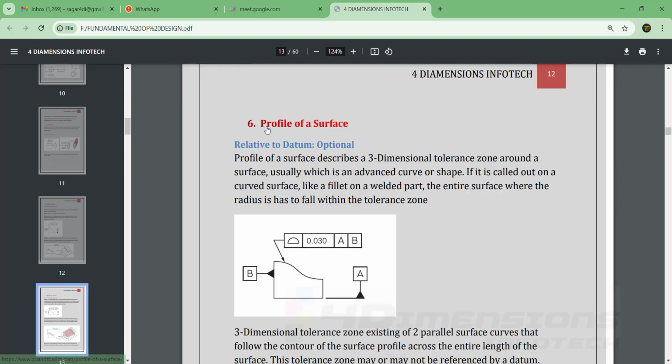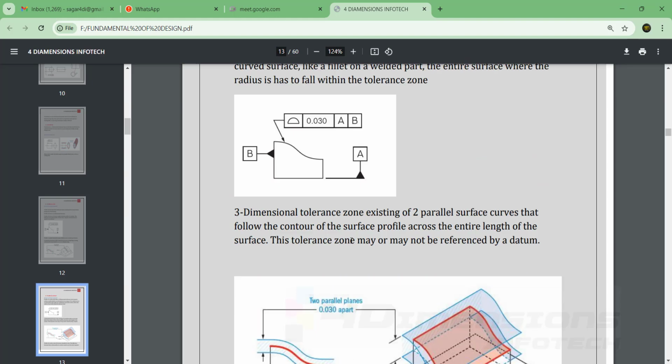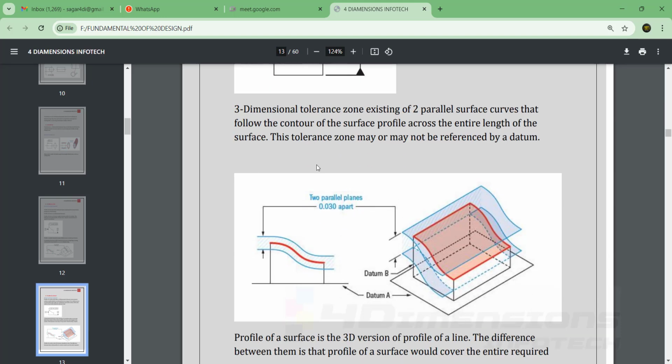The next is given here as profile of surface. Relative datum is still optional. Here is the frame representing the two datums and the tolerance value. This semicircle is the symbol of profile of surface. So here you can see a three-dimensional tolerance zone consisting of two parallel surfaces that follow the contour surface, across the entire length of the surface. So now this tolerance zone follows the entire surface here.